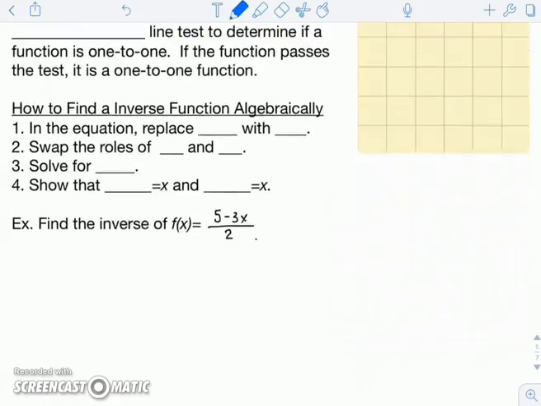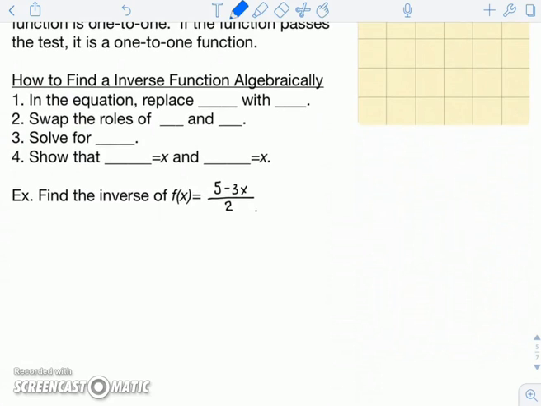What I want to do is look at how to find an inverse algebraically. So here's what we're going to do when we're finding an inverse function algebraically. We're going to replace f of x with a y. So f of x, g of x, h of x, whatever it says, we're going to replace that with a y. Because when we are finding an inverse, we're swapping the roles of x and y. And now you're going to solve for the new y.